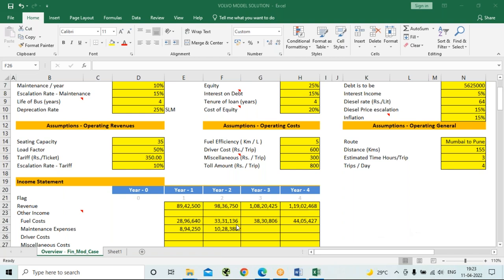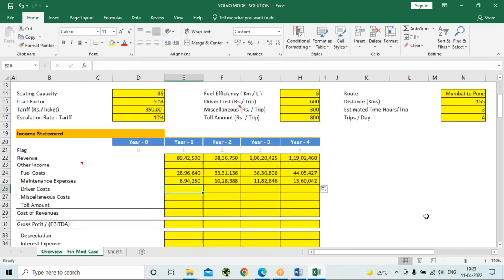So I hope you have understood this. Please refer to the table data you have. In case you are confused, you can refer to the case study we have read out. Okay, so this is going to be the maintenance expenses value.